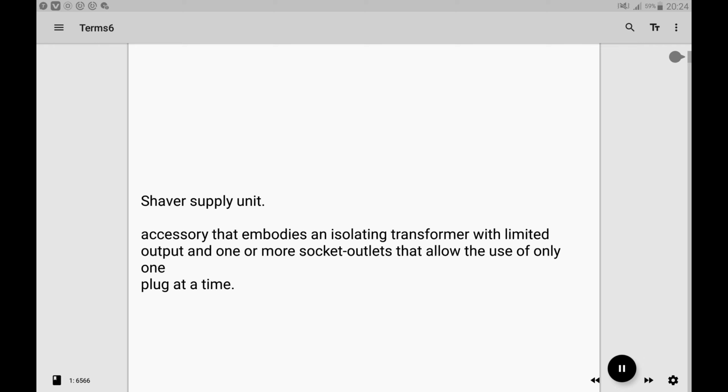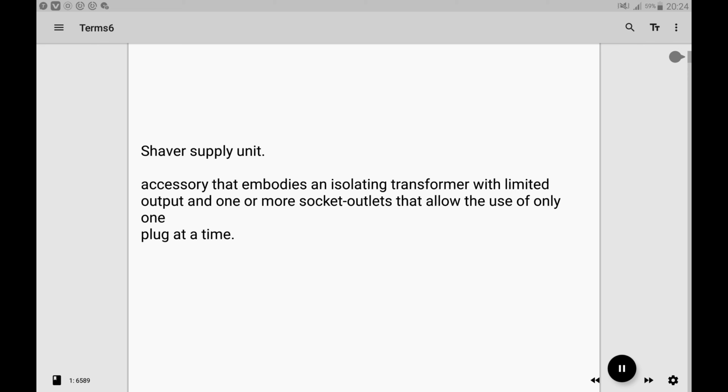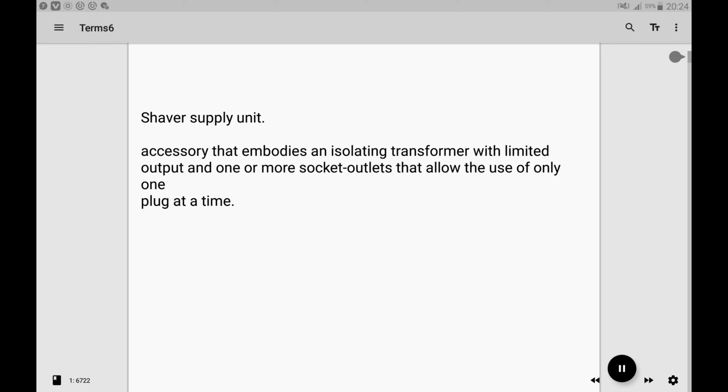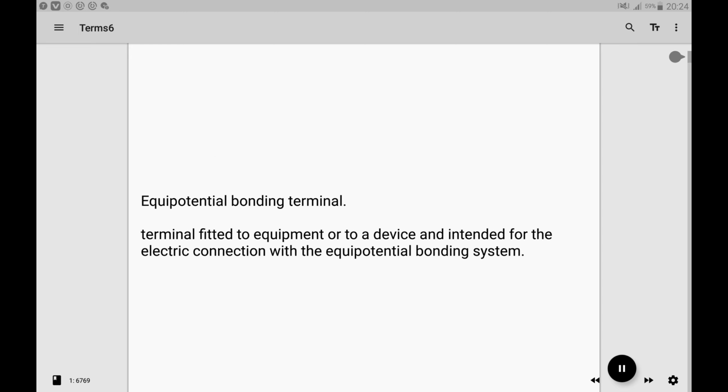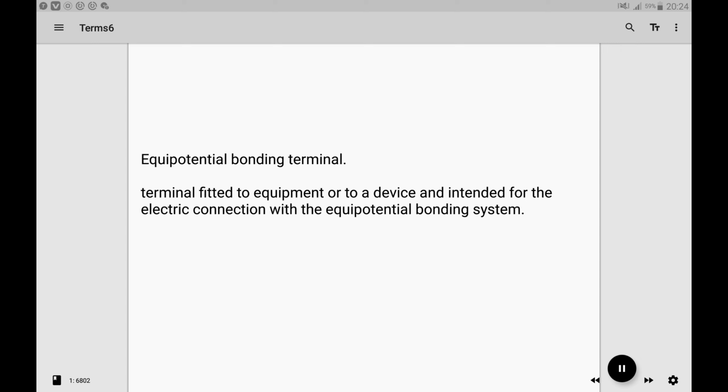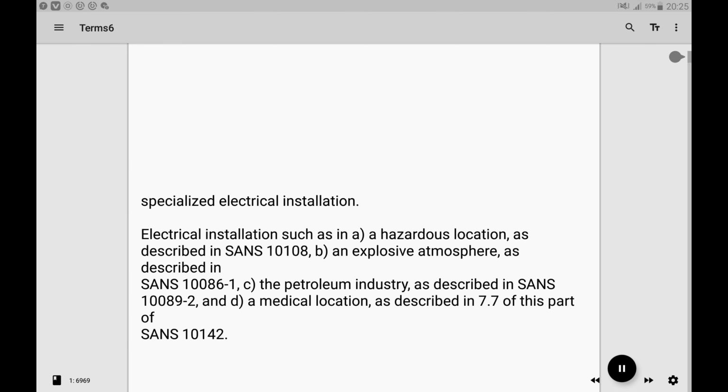danger. Shaver supply unit. Accessory that embodies an isolating transformer with limited output and one or more socket outlets that allow the use of only one plug at a time. Equipotential bonding terminal. Terminal fitted to equipment or to a device and intended for the electric connection with the equipotential bonding system.